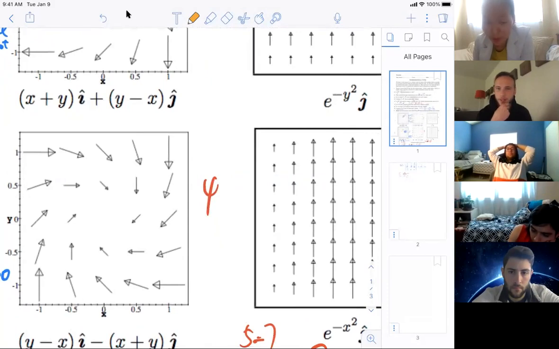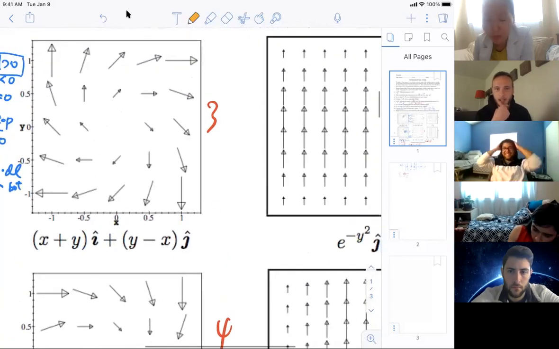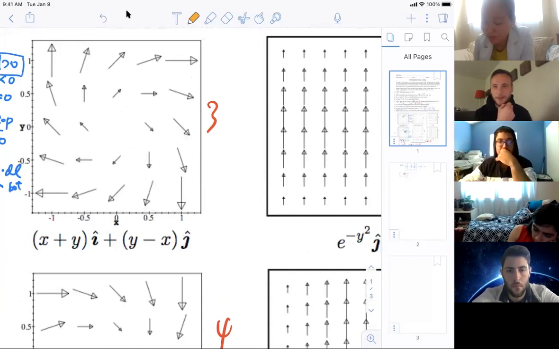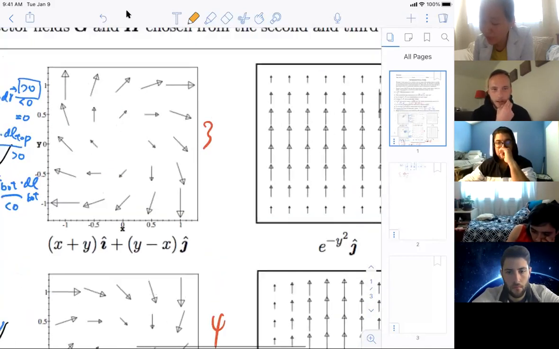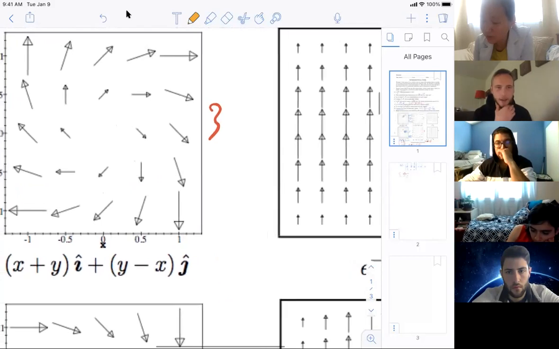You mean number 4? Oh, I was looking at 3. Okay, 3 and 4 are the same. They just reverse directions. We want 4, right? It's okay, you can say 3. No, I mean, it's the same method I would take.